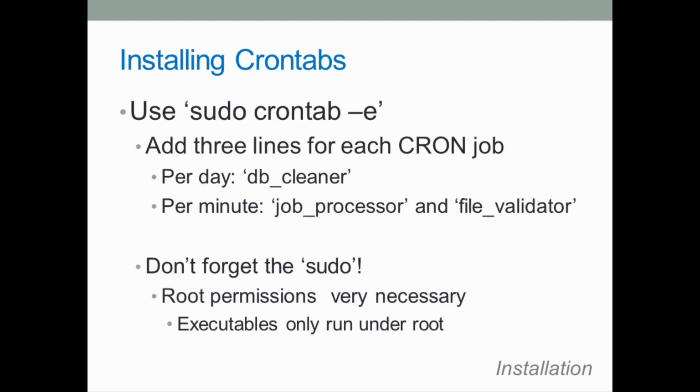Using sudo crontab -e, make sure you also add the 3 corresponding lines to run the cron jobs in the cron folder under the helper folder from the root directory. These are job processor, file validator, and DB cleaner. Make sure these run every minute except the DB cleaner, which should only run once per day.